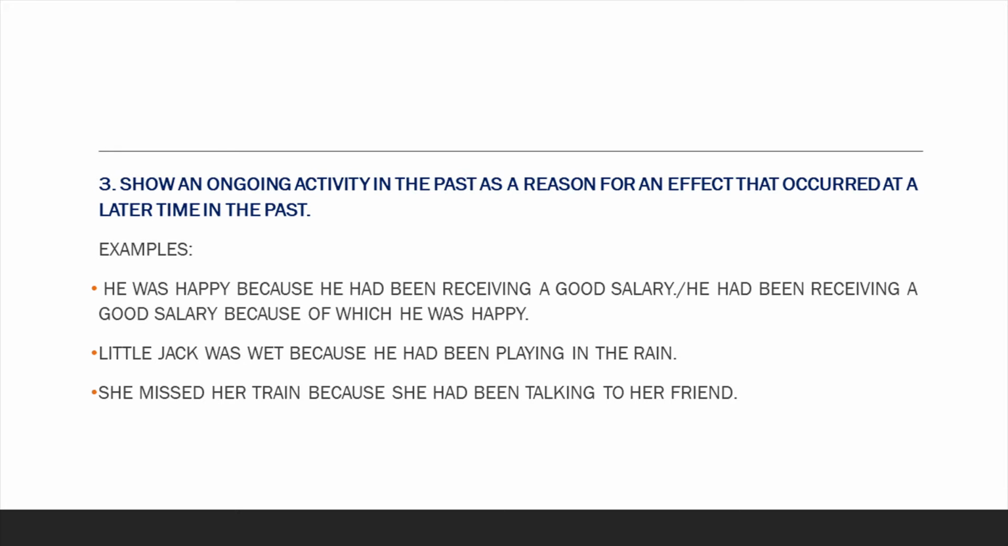He was happy because he had been receiving a good salary, right? So what is the cause? The effect is he was happy. But what is the cause here? Because he's been receiving a good amount of money in salary. Another way of saying this with rearrangement of the words in the sentence is he had been receiving a good salary because of which he was happy.